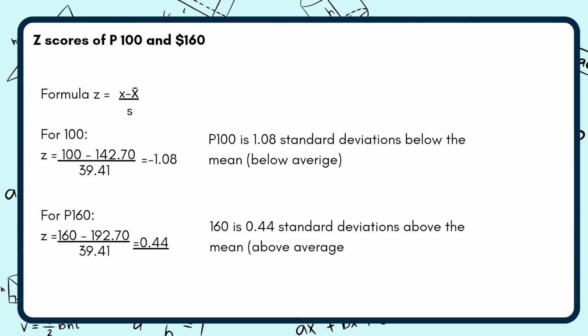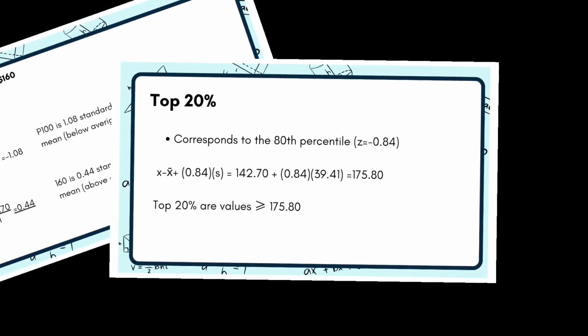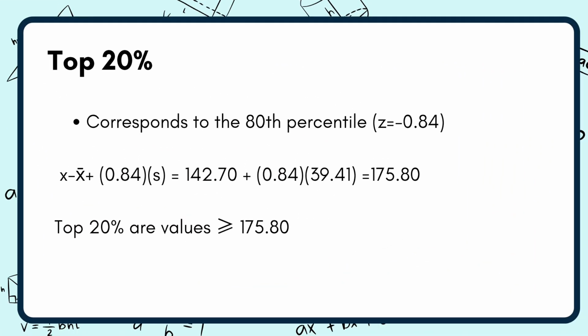For the score of 100, the z-score is negative 1.08, which means it is below the average or mean. For the score of 160, the z-score is 0.44, which means it is above the average. Next, we solve for the top 20% of the data. We use the 80th percentile with the z value of 0.84.